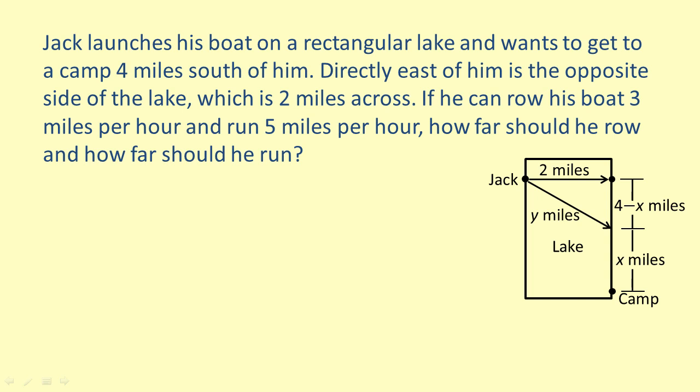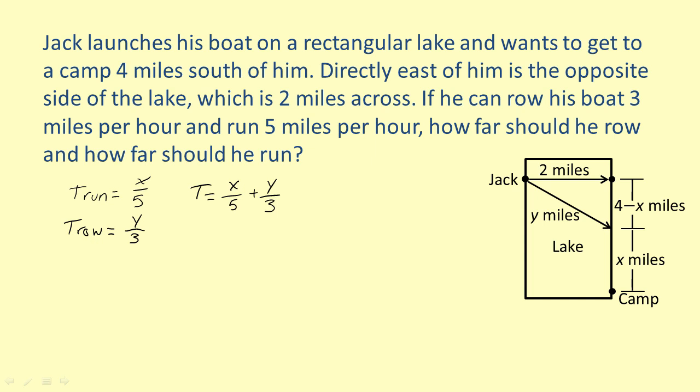Recall that distance is equal to rate times time, so time is equal to distance over rate. Notice from the figure that Jack runs x miles, and he does so at a rate of 5 miles per hour according to the given information. So the time he spends running is equal to x over 5. Next, determine the time spent rowing. Jack goes y miles at 3 miles per hour, so t is equal to y over 3. The total time is equal to the sum of the time Jack spends running and the time he spends rowing. This is the equation we want to minimize.